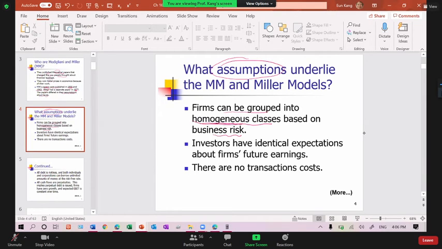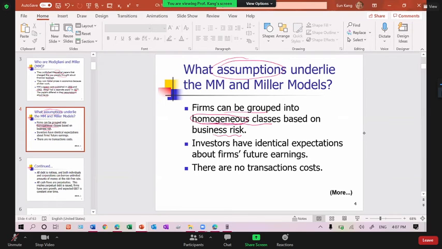firms can be grouped into homogeneous classes based on business risk. Homogeneous is simply same, okay? A scholarly word, homogeneous, but it means same class. That means what? All the firms are in the same risk class, same risk. Definitely that's not true, right? That is just not real life.